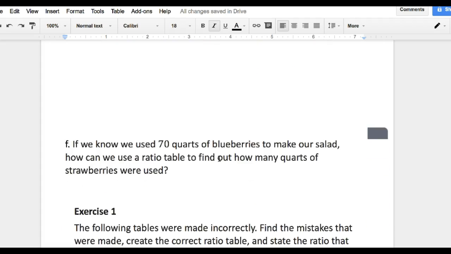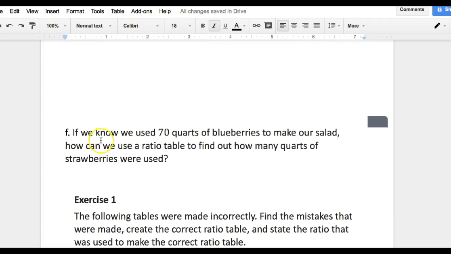All right, letter F. If we know we use 70 quarts of blueberries to make our salad, how can we use a ratio table to find out how many quarts of strawberries were used? Again, don't get caught up. Make sure you know what the question's asking you to find and answer the question.